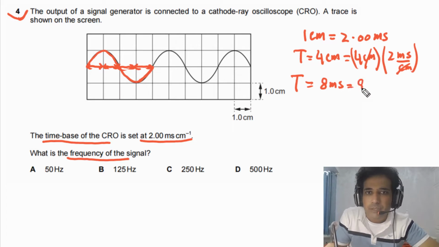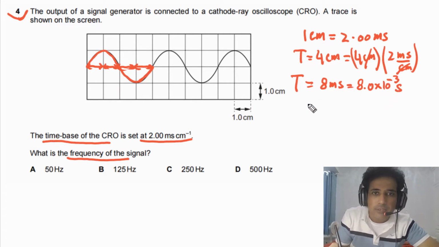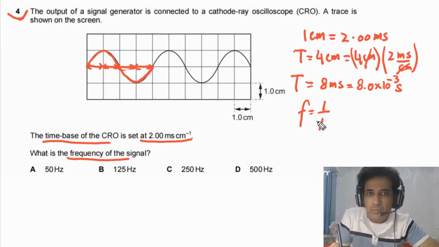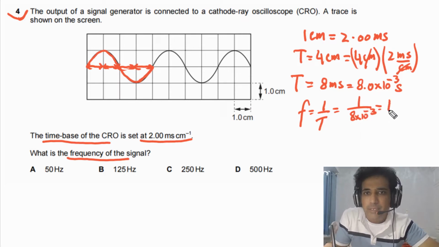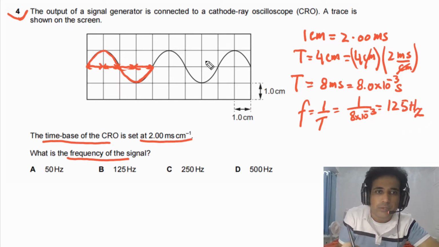Now simply we can say this is equal to 8.0 times 10 to the power of -3 seconds. For this question, we need to calculate frequency. So simply we can say frequency is equal to 1 over time period, which is 1 divided by 8 times 10 to the power of -3. Our final answer in this case will be equal to 125 hertz. And this is the value of frequency of this given signal. So the answer for this question is 125.